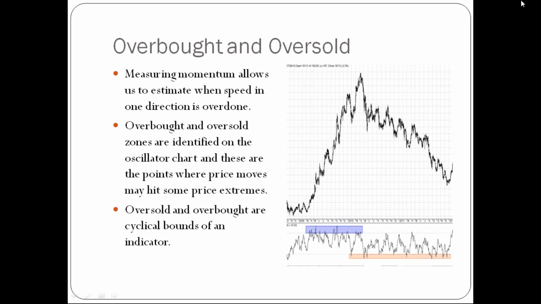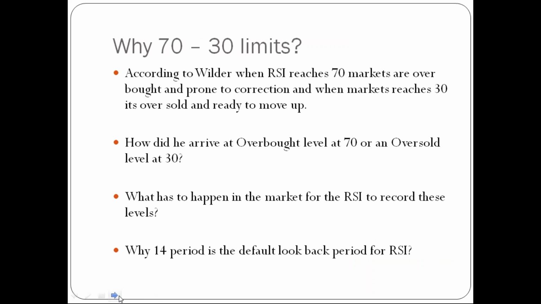Overbought and oversold zones are the cyclical bounds of the indicator. As I told you, the same thing: the RSI formula is derived in such a way that it has to oscillate between 0 and 100. So overbought and oversold zones are the cyclical bounds of an indicator. Now we all know that 30 and 70 are the limits of the RSI.